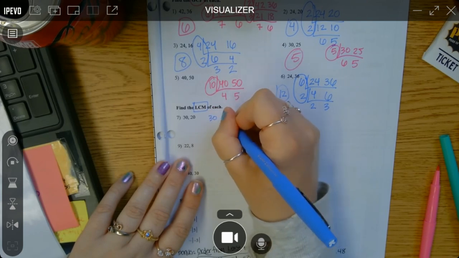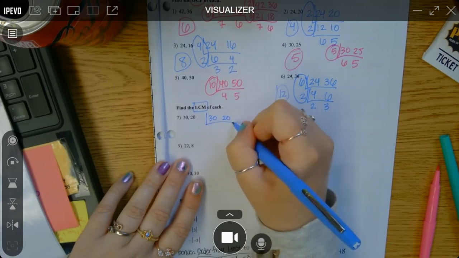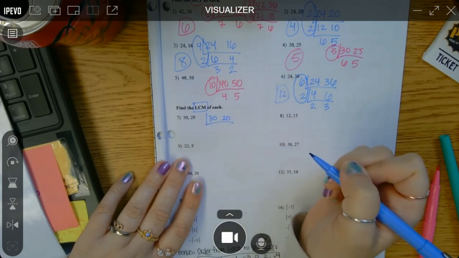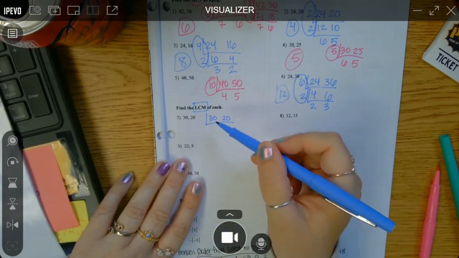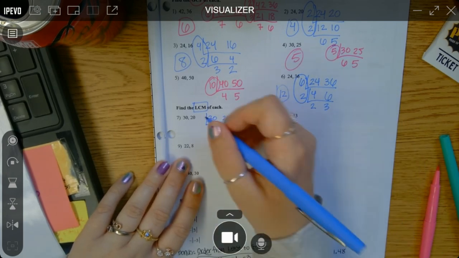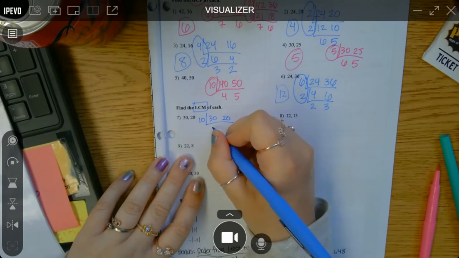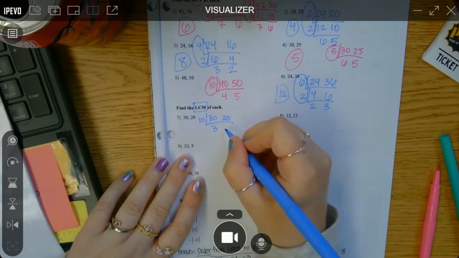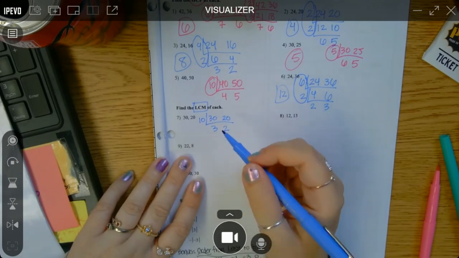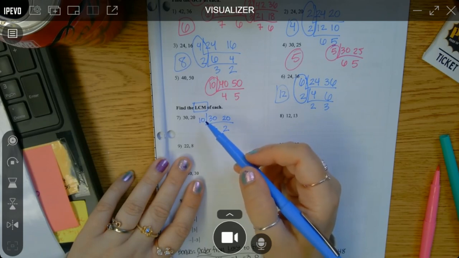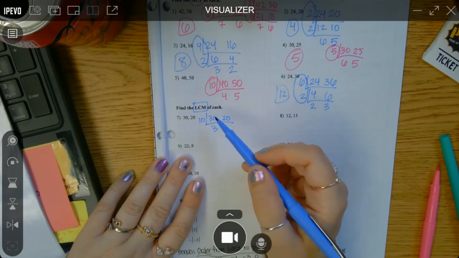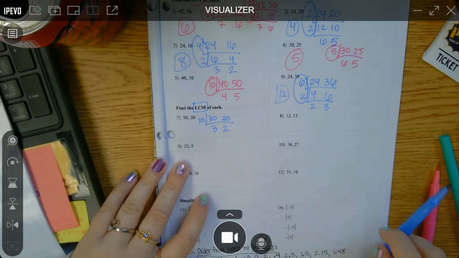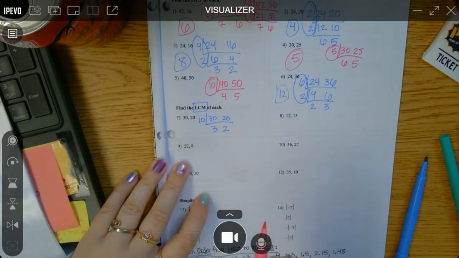So to figure that out, you could list all the multiples and find the first one they share. Or it's the same process we did before. So you have 10 can go into 30 3 times, 10 can go into 20 twice. And instead of saying it's 10, no, that's the smallest factor that can go into 30 and 20. But the multiple is what can they multiply to become.